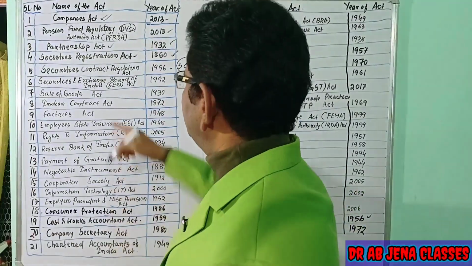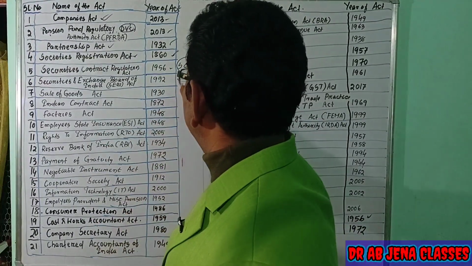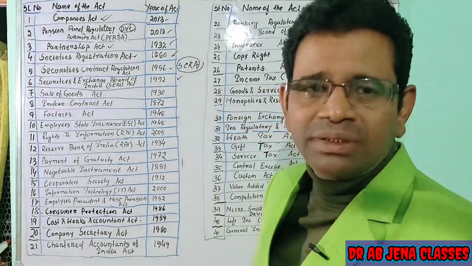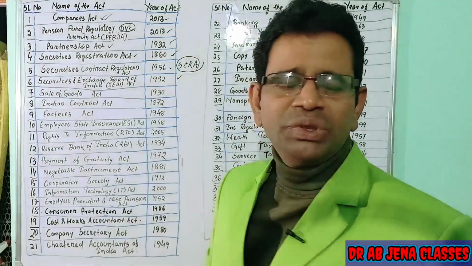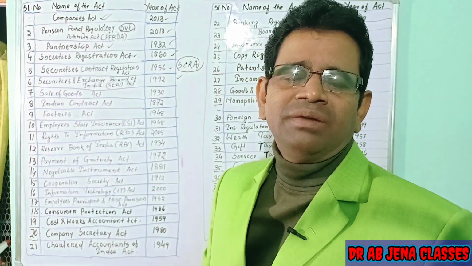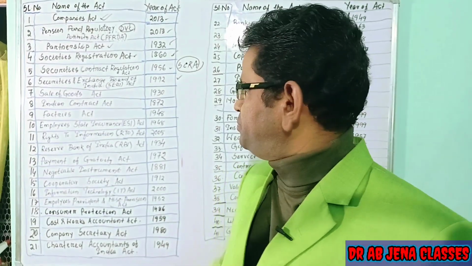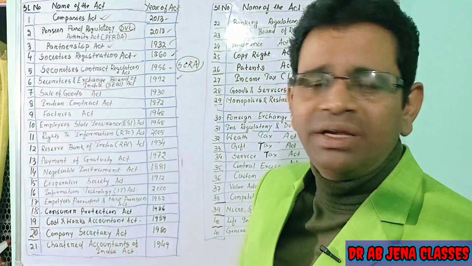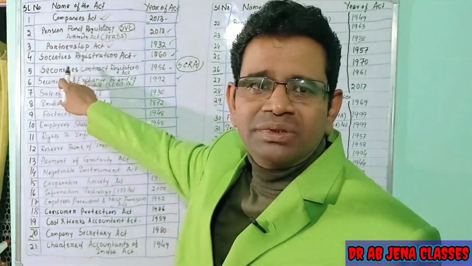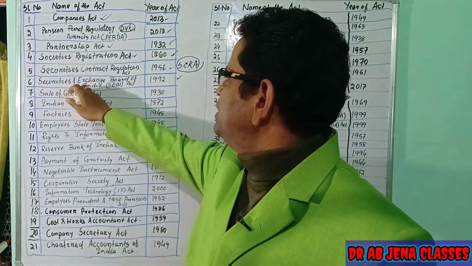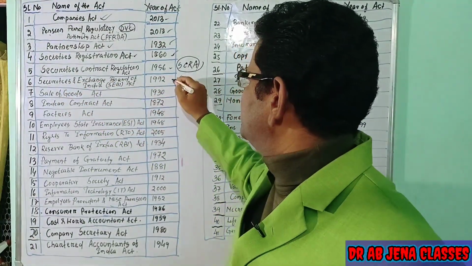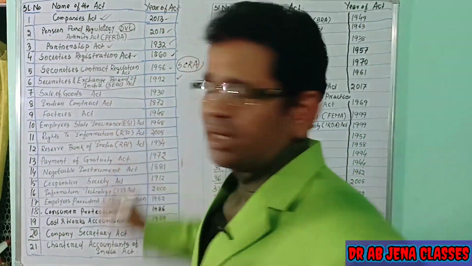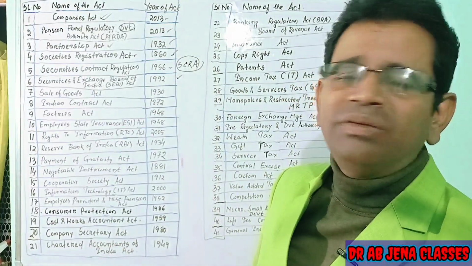SEBI stands for the Securities and Exchange Board of India Act. It's 1992. So what is the full form of SEBI? Most of the time, the maximum students tell it's the Securities Exchange Board of India, but you have to add 'and': Securities and Exchange Board of India Act. It's 1992.